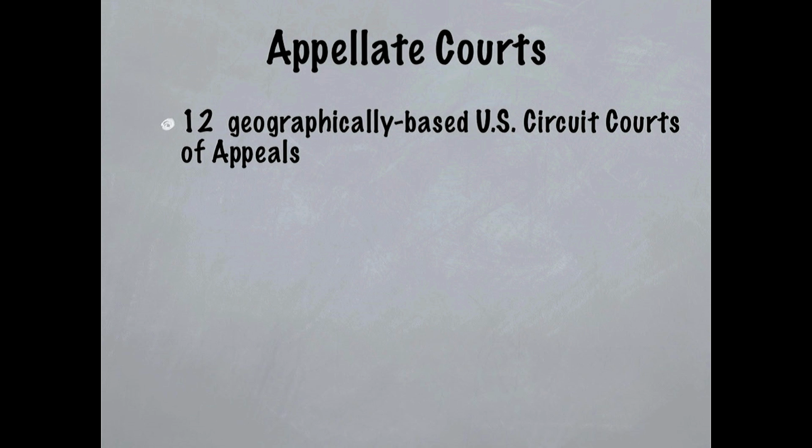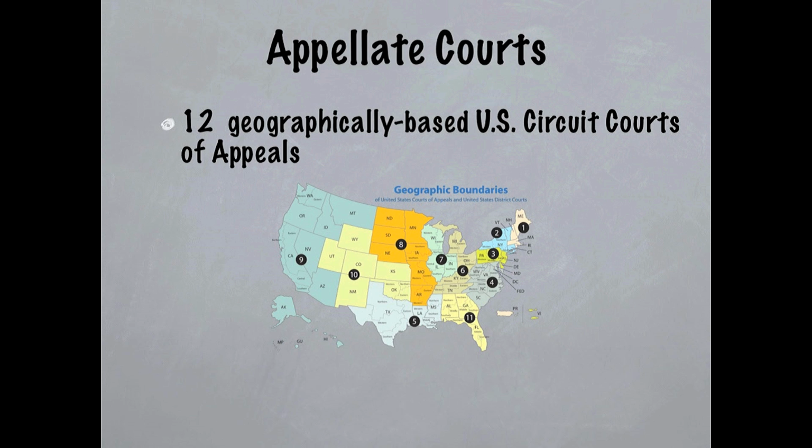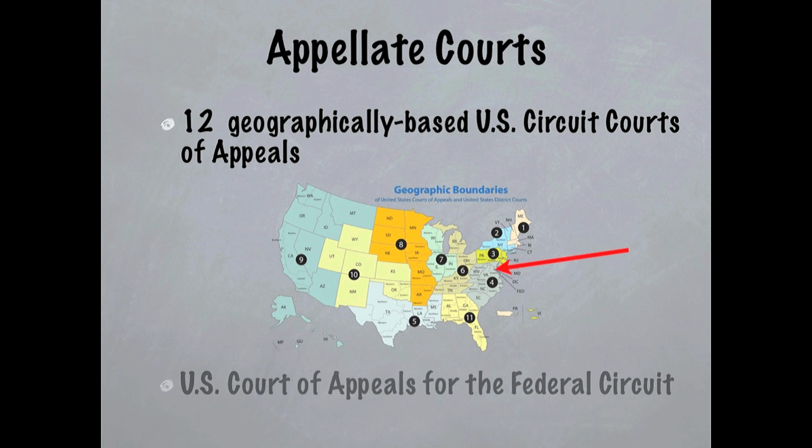Appellate courts are a level above district courts. There are 12 U.S. Circuit Courts of Appeals that hear general cases in a specific geographic region. This map shows the regions covered by 11 appellate courts, and Washington, D.C. has its own appellate court. In addition, the U.S. Court of Appeals for the Federal Circuit deals with specialized cases nationwide.